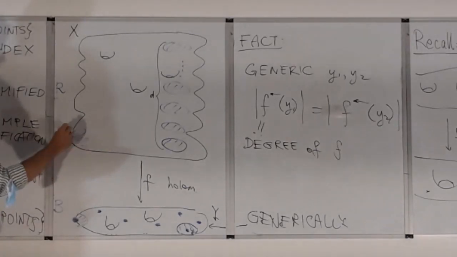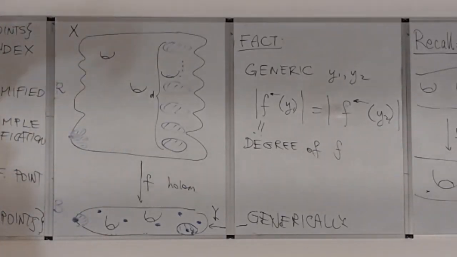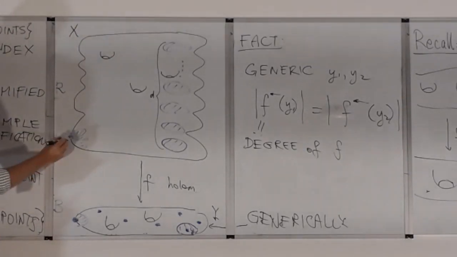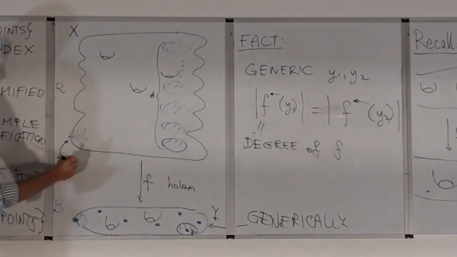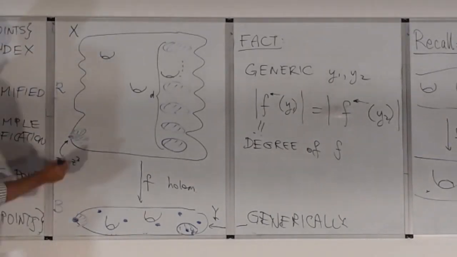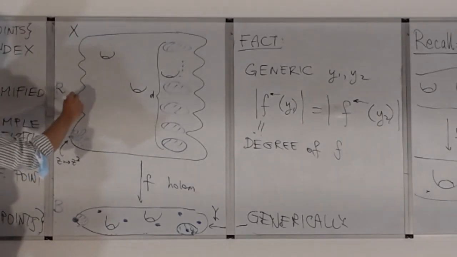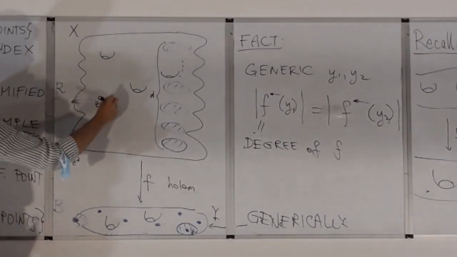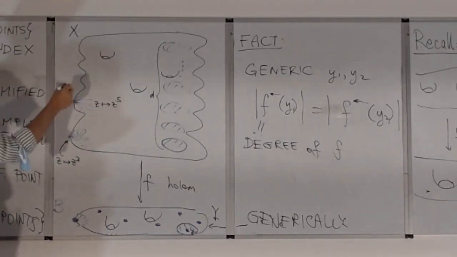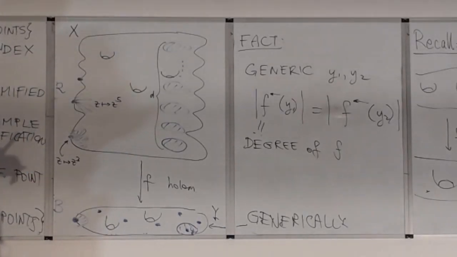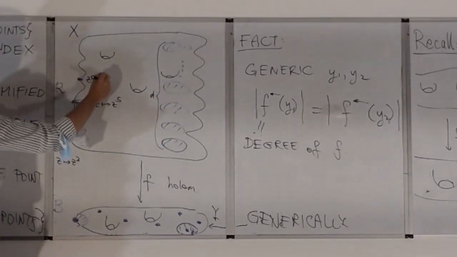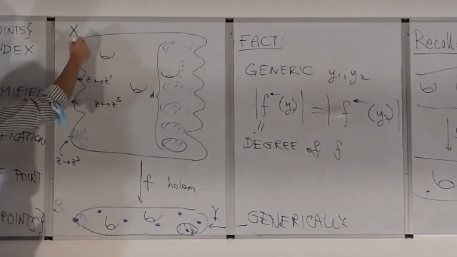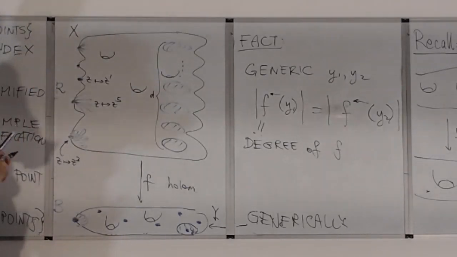Say three sheets of the cover get mixed there, they get crunched. So locally this map over here is z goes to z to the power 3, right? And then if you do it here, you'll find maybe z goes to z to the power 5. And then here you will have another preimage, but this maybe is not ramified. This is maybe z goes to z to the power 1, so it's not ramified. And then you look at the other preimages, and here is 17. It doesn't matter.